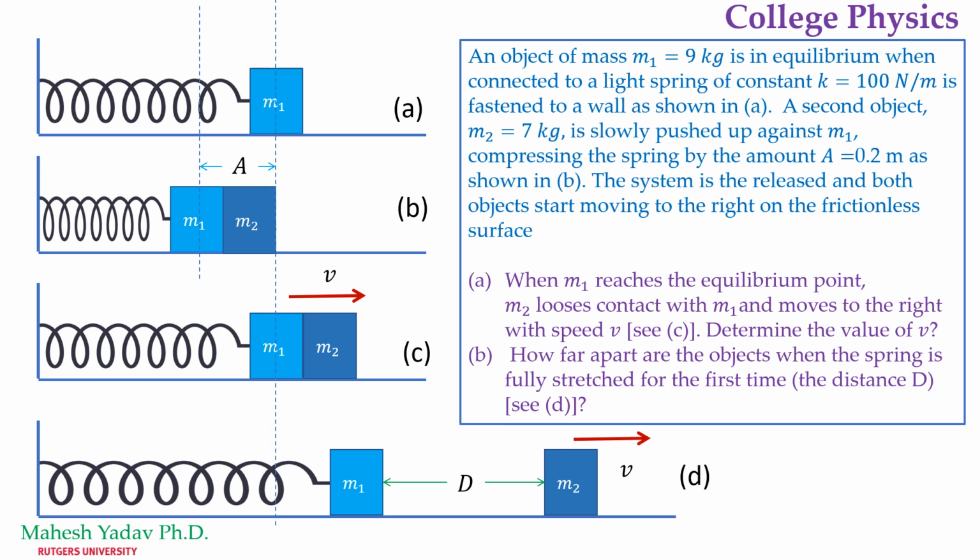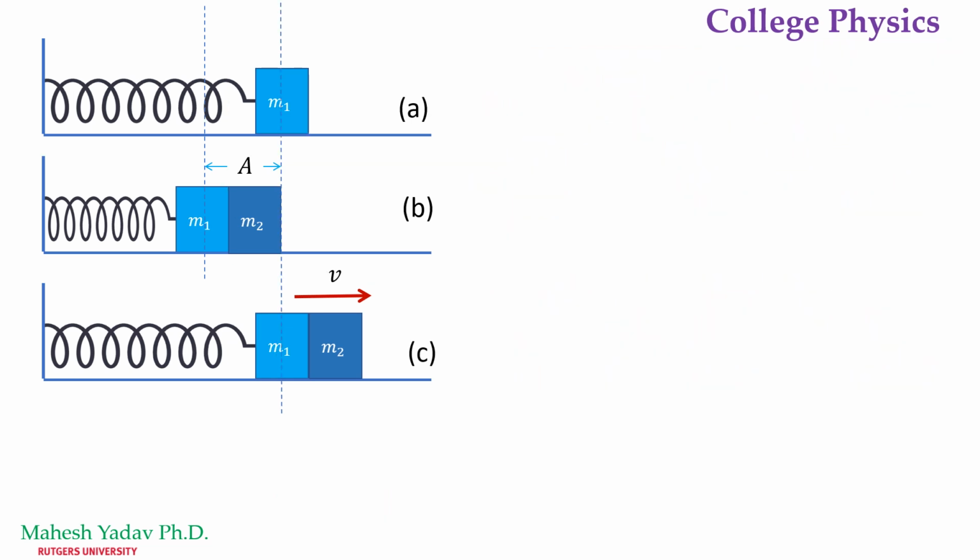We need to calculate V and D. D is the separation when the spring is fully stretched for the first time. Let us find out. Finding V is easy.